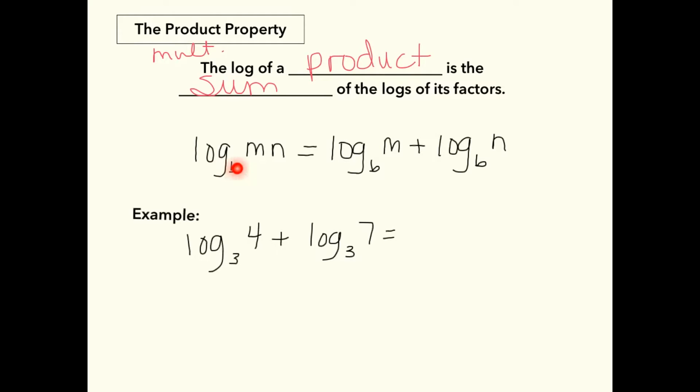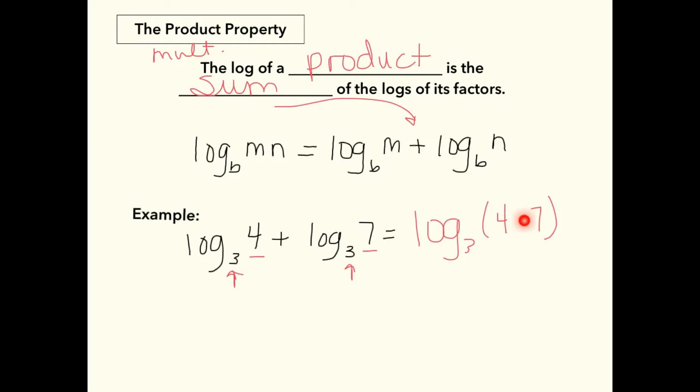If we have log with the base of m times n, that's the product because it multiplies, it's the same as splitting it up into log of m plus log of n. So that's the sum, because sum means addition. So with our example, if we have log 4 plus log 7, and they have the same exact base, then we can write that log with the same base of 4 times 7. So if you're adding them, then it's multiplication over here.